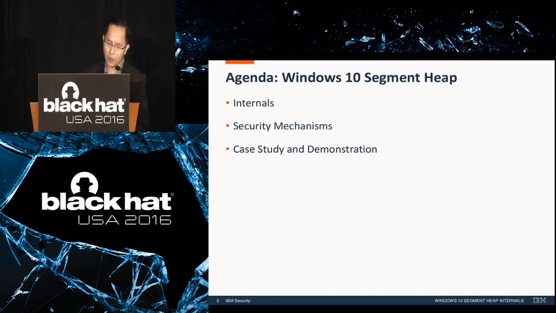My talk consists of three parts. The internals, where I'll talk about the architecture and different components of the Segment Heap. The security mechanisms, where I'll talk about the different mechanisms in place that make it difficult or unreliable to attack heap metadata, and in certain cases make it unreliable to manipulate the layout of the heap. Case study is where I'll discuss how to manipulate the layout of the heap that is managed by the Segment Heap in order to reliably leverage a memory corruption vulnerability for an arbitrary write in the context of the Edge content process. And the demonstration will follow.